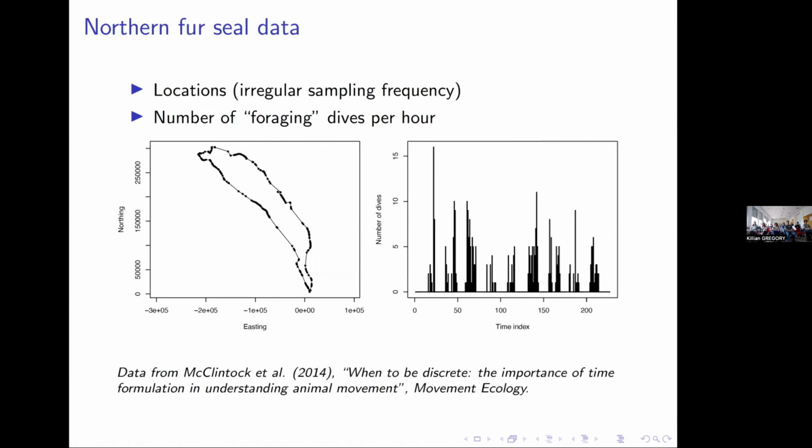So anyway, this example is with a northern fur seal. We have two data types here. We have not only our locations, but we also have the number of foraging dives per hour. But these location data are irregular in time. So what we need to do in order to analyze these together in a discrete time model is get our locations to align in time with our dive data, which is hourly. So we need some way to regularize this track into 1 hour segments so that we can match it to our dive data. Okay.